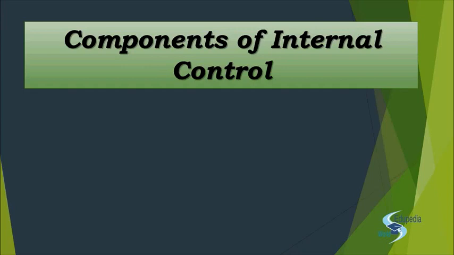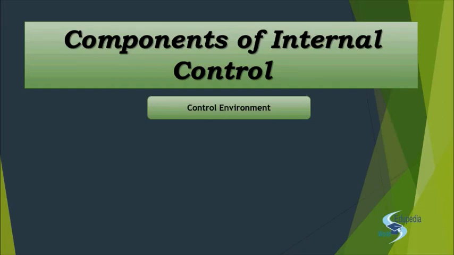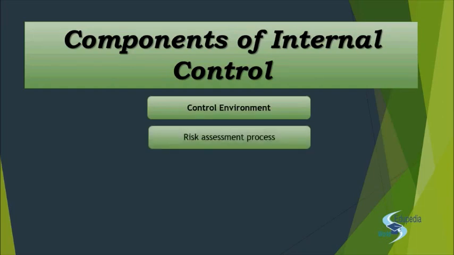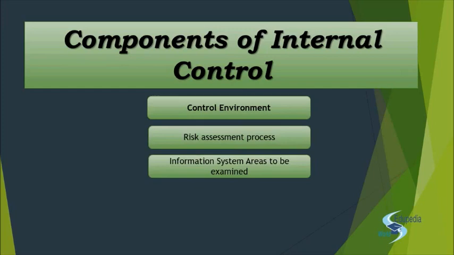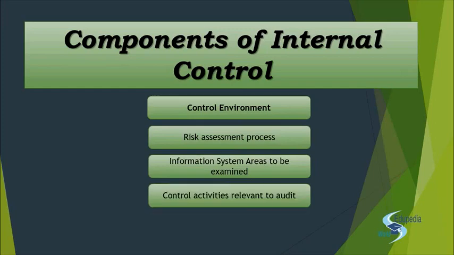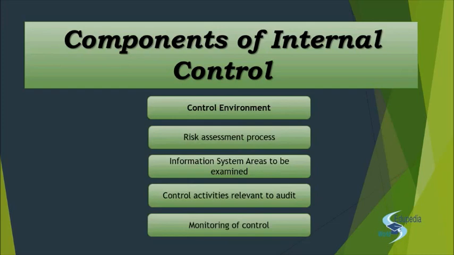The various components of internal control are the control environment, risk assessment procedure, the information system area to be examined, the control activities relevant to audit, and the monitoring of the control. So you need to have a controlled environment. The entire environment should be under your control. Next is the risk assessment process. Like the auditors have a risk assessment process when they go for the audit, the management should also have a risk assessment process of their own.